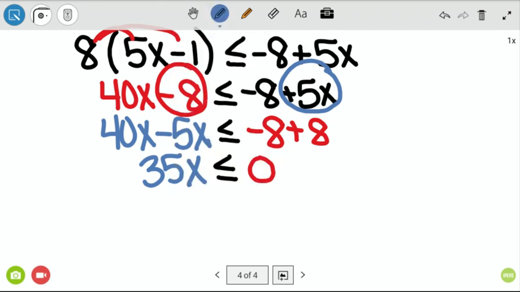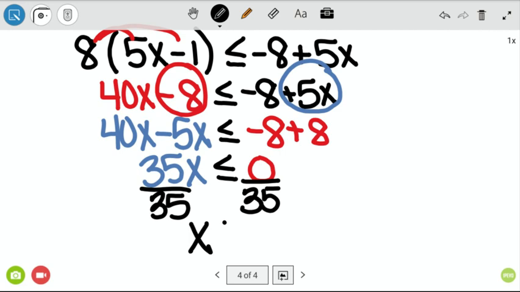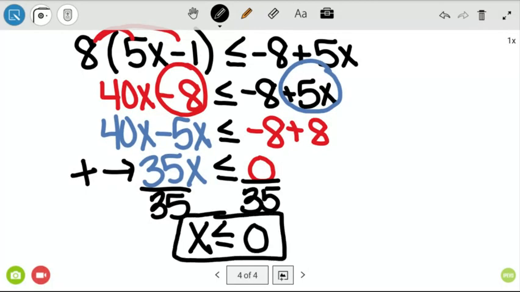Now, our last step, we want to try to get x by itself. So we are going to divide by 35 because we have a coefficient to divide by. But when we divide, we don't flip because this coefficient was positive, so it stays the same. But when we divide, 0 divided by anything is 0. So it is okay to have a solution of 0. So this is telling us for this equation, we're talking about all numbers less than or equal to 0. So 0 and all the negative numbers. So that is an example of a specific solution, which just happens to be 0, which is totally fine.